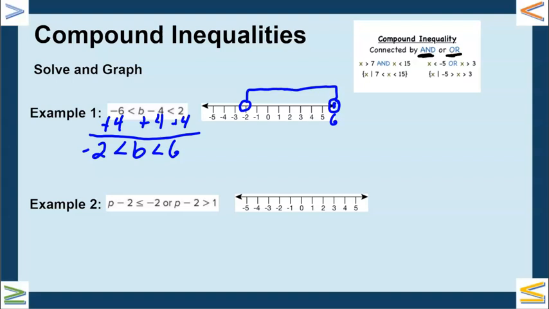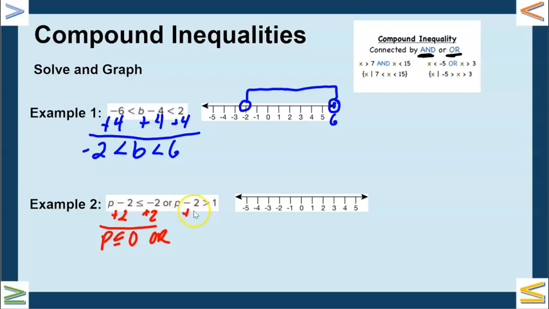Example 2. Here you can see that I have the keyword or, so this will be a disjunction. We're going to solve for p and then graph. Because I have an or, I have to do each one separately. So I'm going to add 2 to get p by itself here. And now I have p is less than or equal to -2 plus 2 is 0. And then I have to put my keyword or. So it's important that you use that keyword or in here.